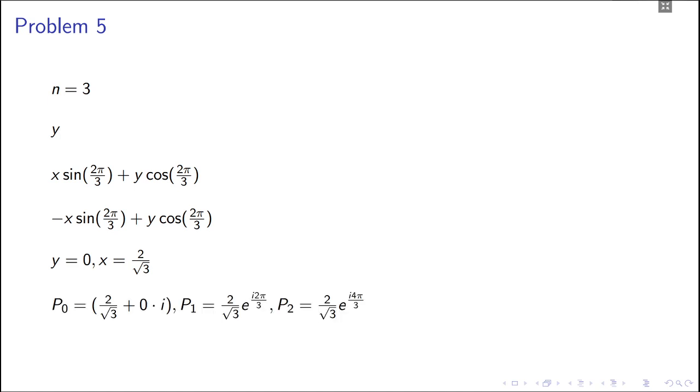Then you can easily write down the coordinates. So p0 will be x plus iy, p1 will be this just rotated by 2 pi by 3, and p2 you again rotate by 2 pi by 3. So these will be the coordinates.